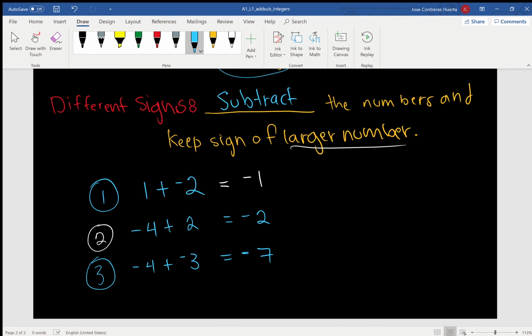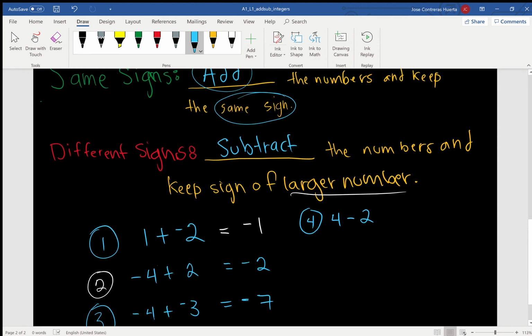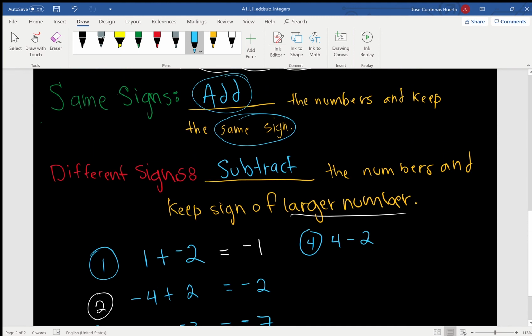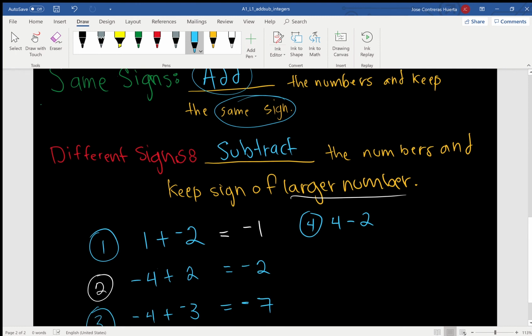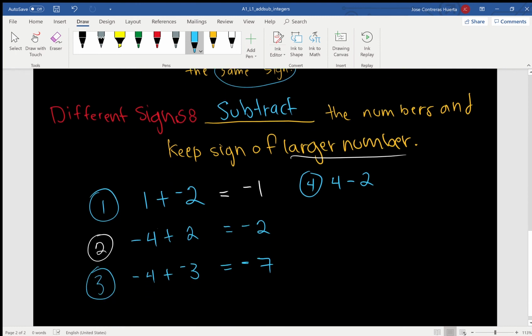So now let's try something a little bit harder. So number 4. Let's say that you have 4 minus 2. Can you apply what we have here? Well, not exactly. Not straight away. So you have to first go ahead and change it to addition. Remember that this minus, what it means is basically the opposite. So what's the opposite of this? Well, that's a negative, right? So it's going to be 4 plus -2. And now you can apply the rule that we talked about.